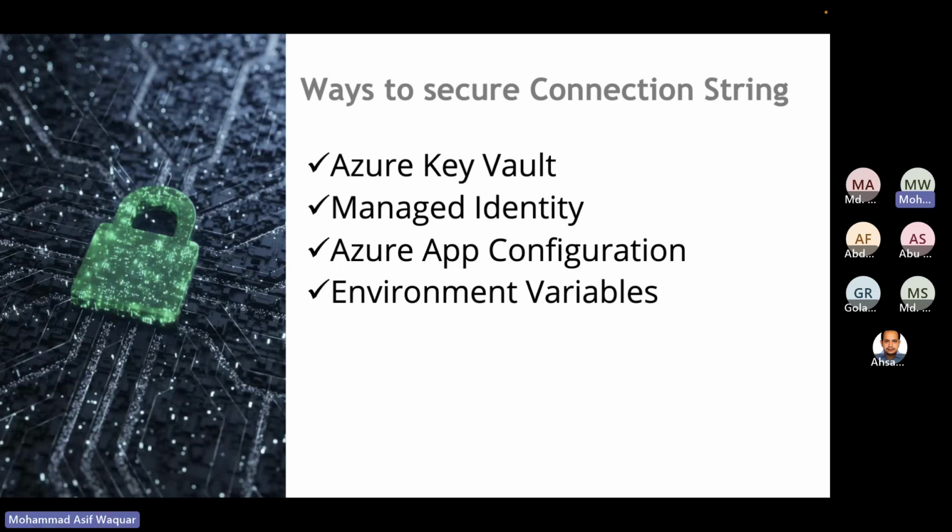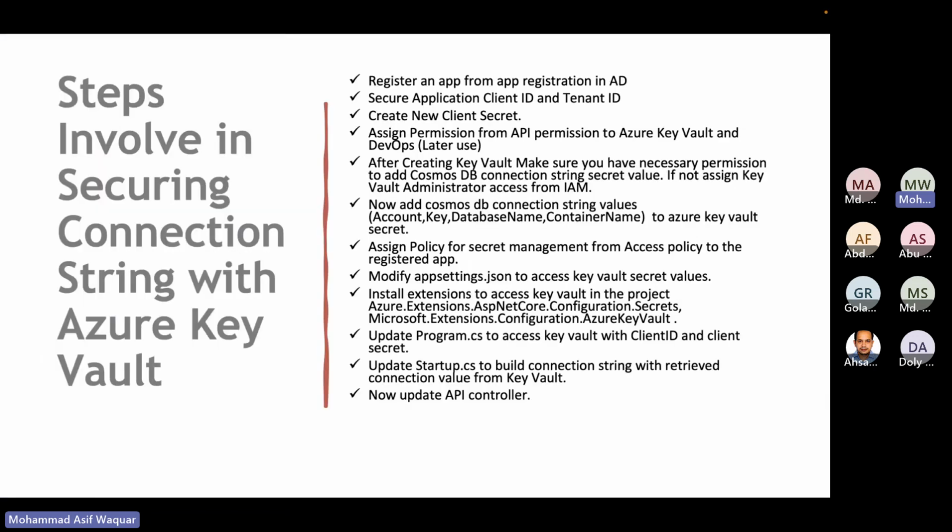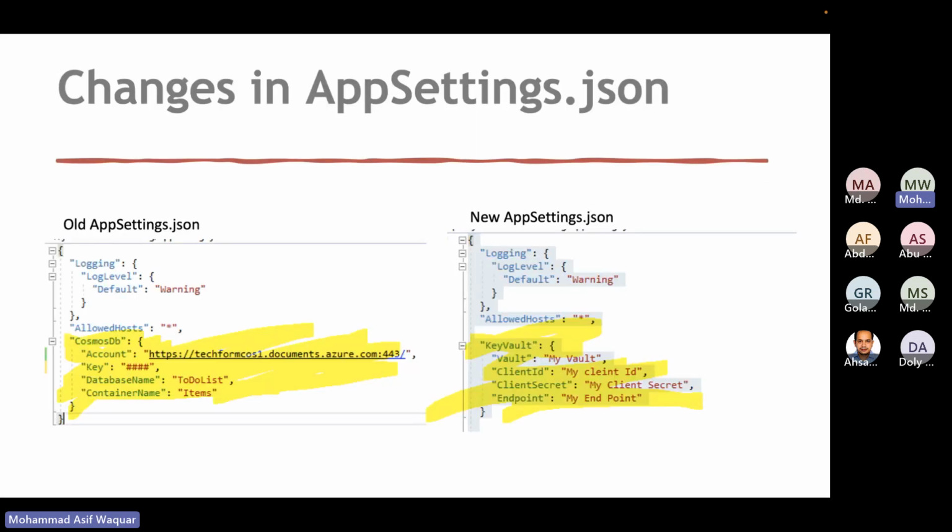I will show in the demo itself how, with the help of Azure Key Vault and environment variables, we can secure our connection string. So what are the steps involved? Because there are two steps I'm going to show.